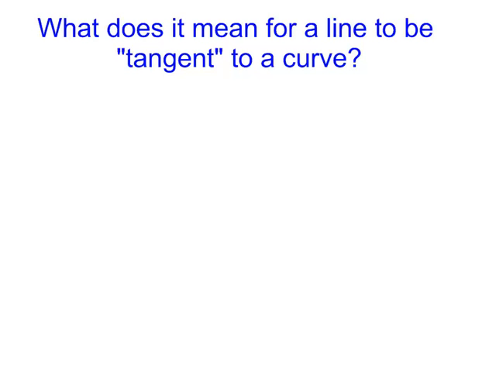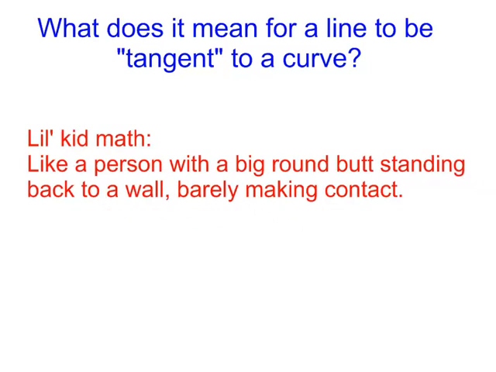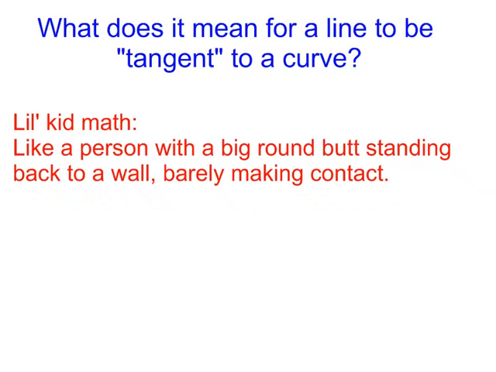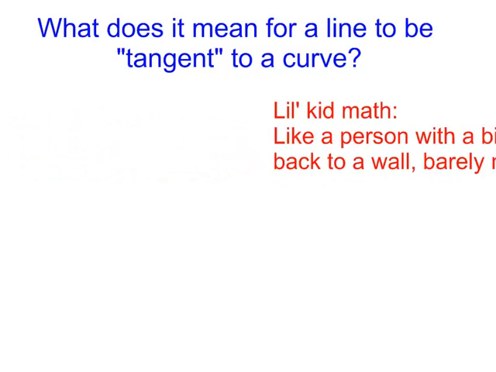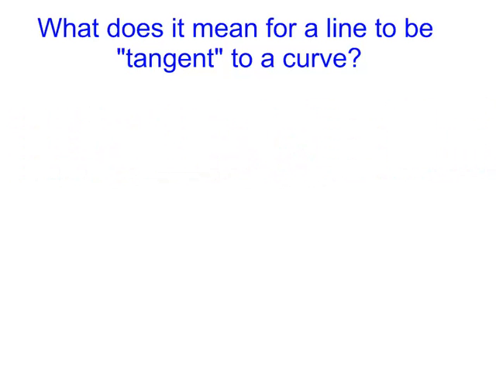I think my favorite all-time description of what it means for a curve to be tangent to a line or vice versa is this idea that it's like a person with a big round butt standing up against the wall, barely making contact. And again, we kind of know it when we see it. We understand the mental image there, but hardly a mathematically rigorous definition.